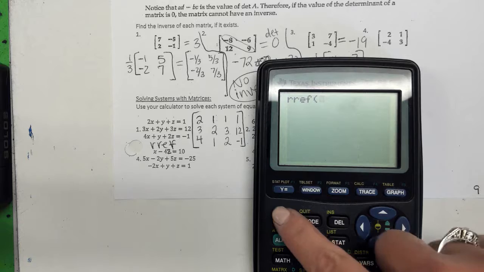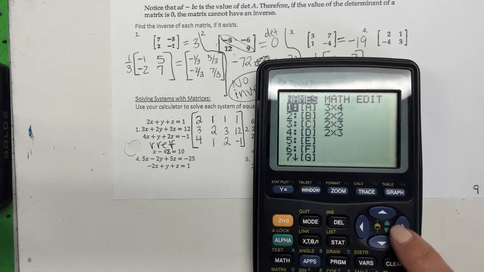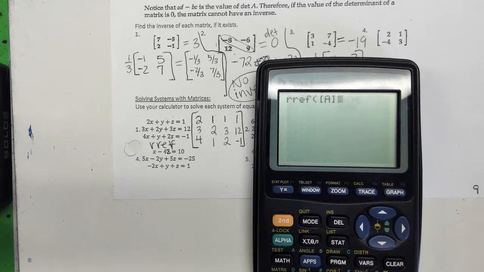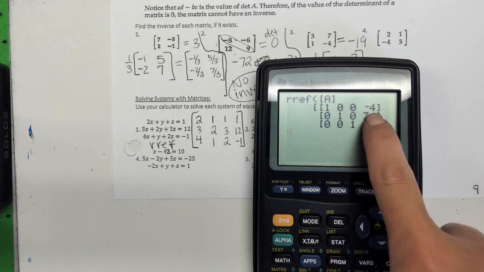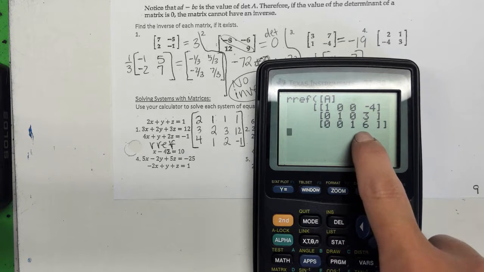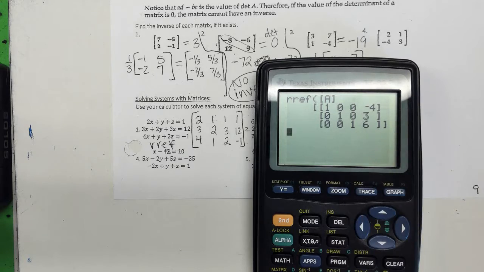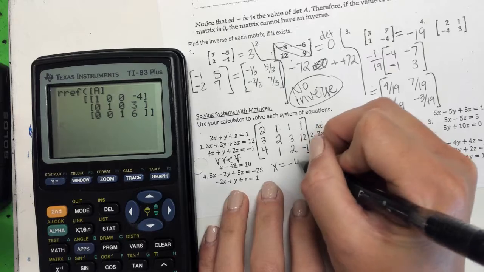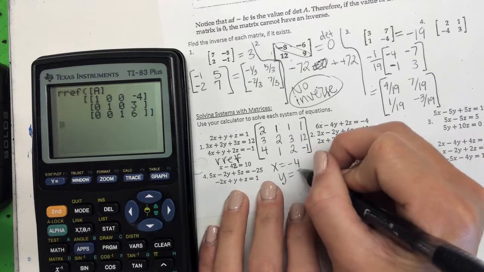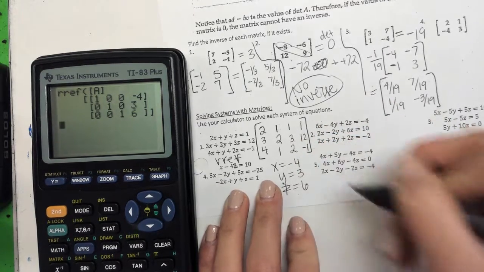Put in your matrix. So second matrix. Select yours. And here's how you read this, okay? This is what it should look like. This is your X value. Goes in alphabetical order. Here's your Y value. Here's your Z value. X is -4. You'll write that over here. Y is 3. Z is 6.